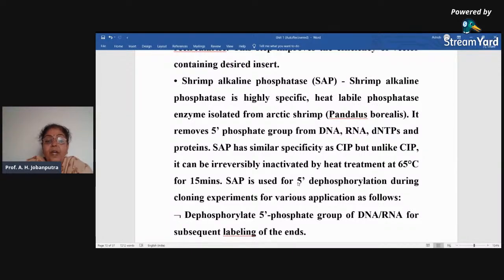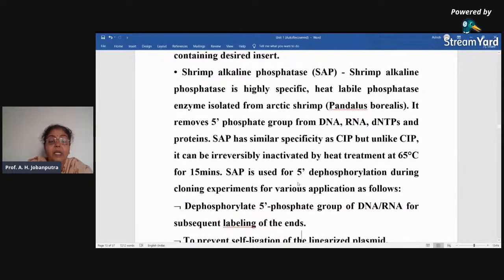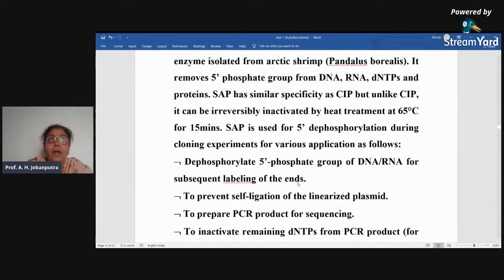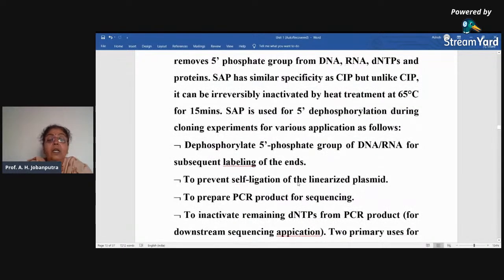So SAP is used for 5' dephosphorylation during cloning experiments, and it has various applications like dephosphorylation of 5' phosphate of DNA, RNA, for labeling the ends, end labeling साठी, self ligation of linearized plasmids. Plasmid जर सर्क्युलर फॉर्म मधून लिनियर फॉर्म मध्ये गेले असतील तर त्यांना परत सर्क्युलराइज करण्यासाठी सुद्धा SAP is useful. Shrimp alkaline phosphatase is useful.